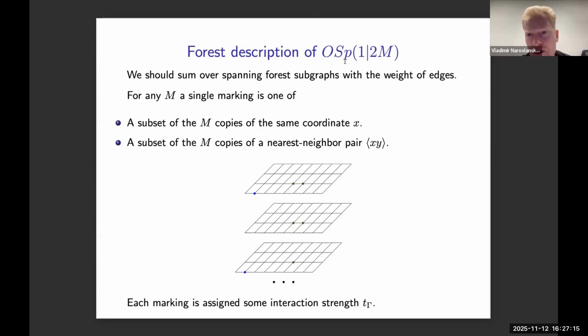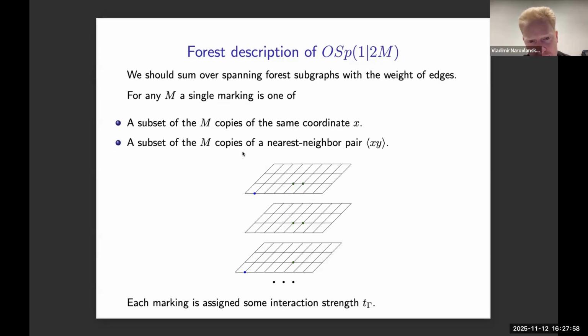First of all, for general M, it's very simple to say what the interactions are. They are going to be composed of these dots, but they're even simpler than that. For any of these OSP1 to M theories, our prescription said that you need to sum over only spanning forests. That's already good. Now you need to say what the markings are, what the interactions are that you need to mark the various trees. There are only 2 kinds of such markings. One is that you take a coordinate x in your original space, and now it's going to have m copies. So any subset of the m copies of the same coordinate is an allowed interaction.